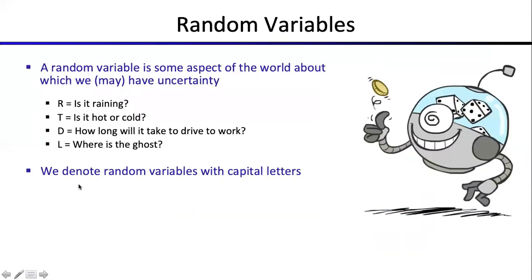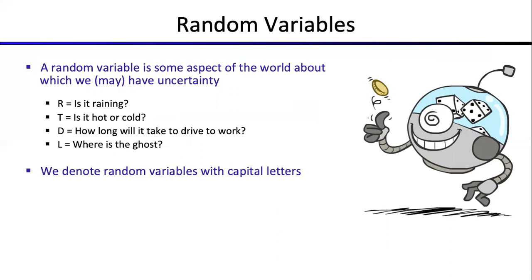So let's start with random variables. What is a random variable? The definition is given here on the slide. A random variable is some aspect of the world about which we may have uncertainty. So a variable that has an uncertainty associated with it is a random variable.